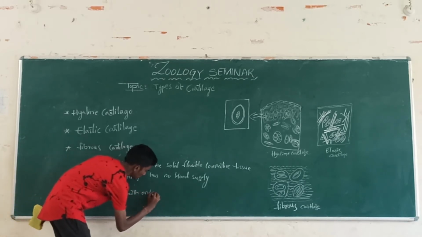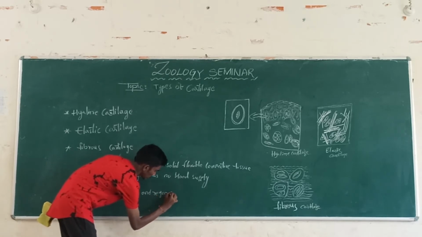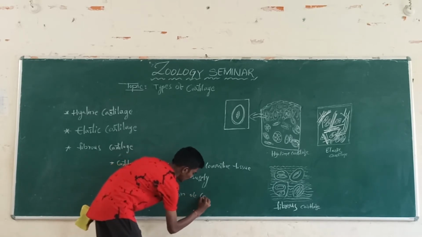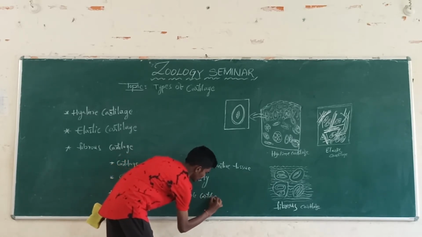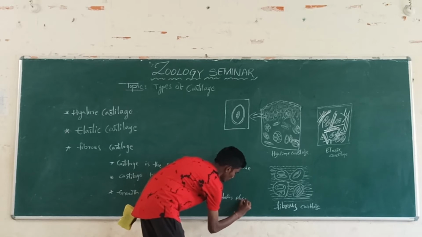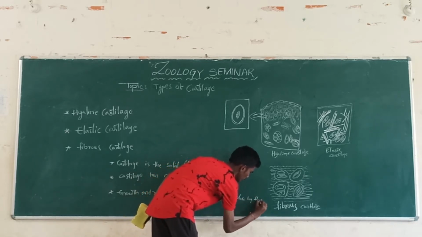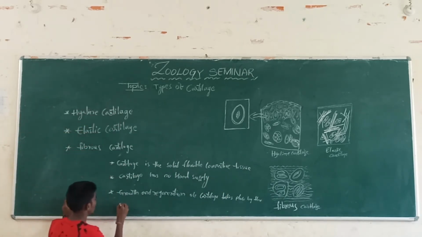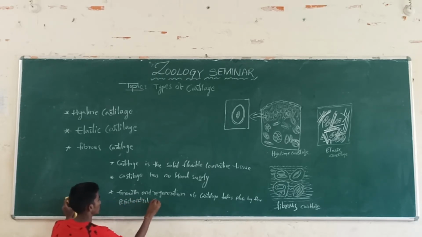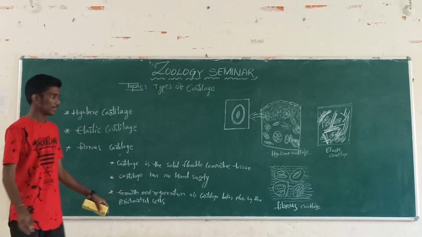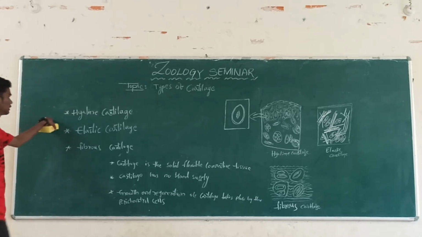Growth and degeneration of cartilage takes place by perichondrial cells. And perichondrium has blood capillaries. First of all, I have to talk about hyaline cartilage.